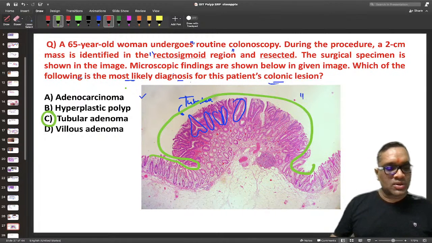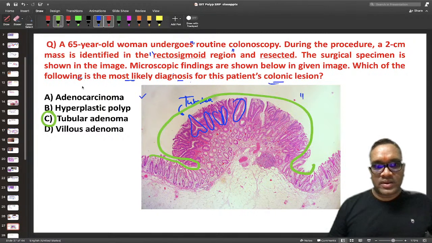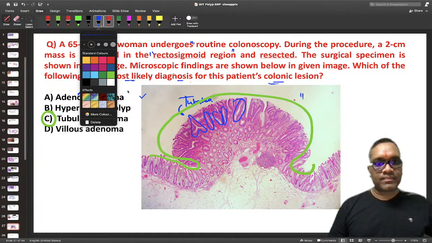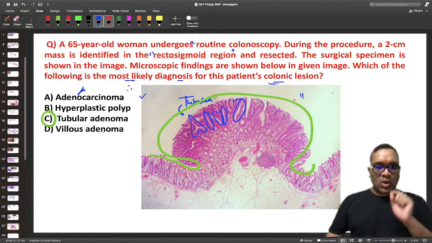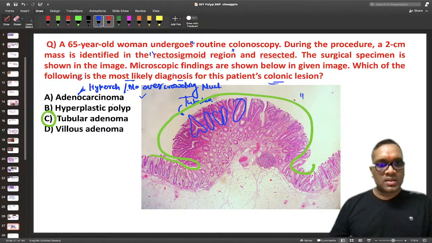Why not adenocarcinoma? Because there is no nuclear overcrowding or hyperchromatic nuclei, right? So why not adenocarcinoma? For that I will say there is no nuclear overcrowding and there is no hyperchromatic nuclei, right? So there is no hyperchromatism and no overcrowding of the nuclei, right?